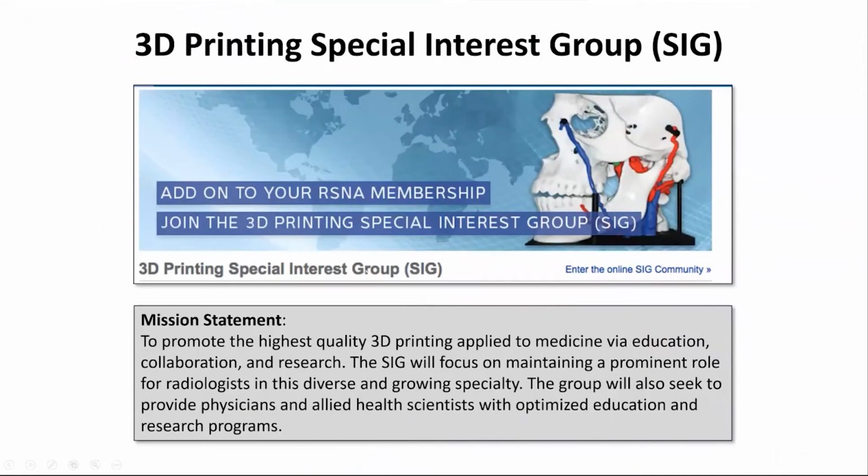Okay, so as many of you know, RSNA is a global organization with many thousands of members from all over the globe. The 3D Printing Special Interest Group was founded in 2016 by Dr. Frank Rybicki. The mission of the SIG is really to promote high-quality clinical 3D printing through education, collaboration, and research.